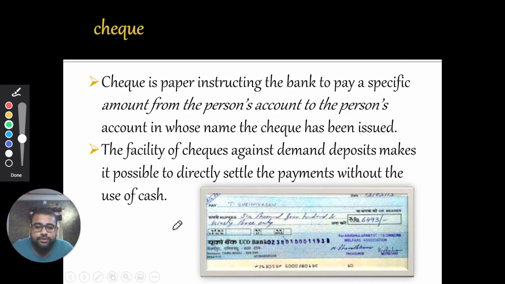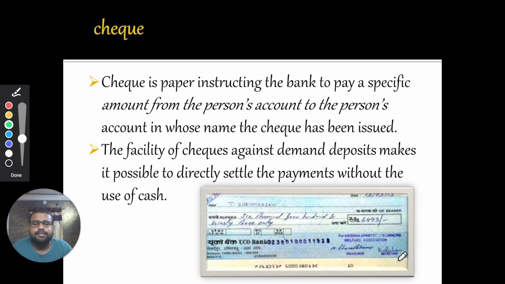So here what we usually do is we write the name of the person to whom we want to pay the amount in the pay column, and then the sum of amount we want to give to the other person. That amount in words we write in this column, and in numbers we write here, right? And downwards we sign. That only makes the check legal, right? Otherwise it is invalid.